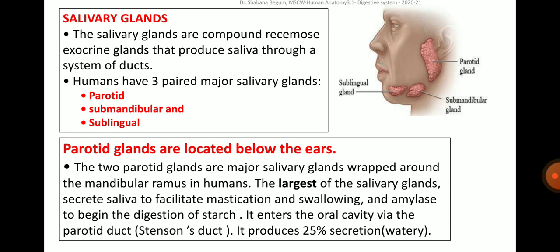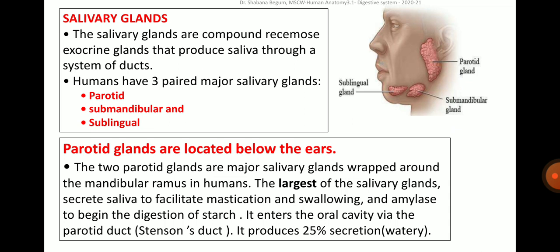The parotid glands are major salivary glands. They are wrapped around the mandibular ramus in humans, and these are the largest of the salivary glands which secrete saliva to facilitate mastication and swallowing, and amylase to begin the digestion of starch. So the salivary amylase is also known as ptyalin. P is silent, P-T-Y-A-L-I-N. Ptyalin is the salivary amylase which begins the digestion of starch in the mouth.